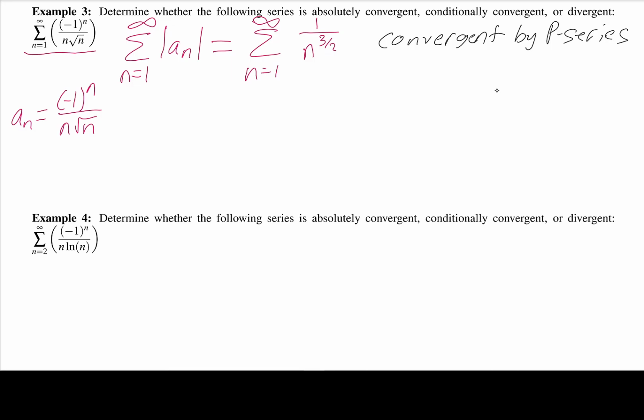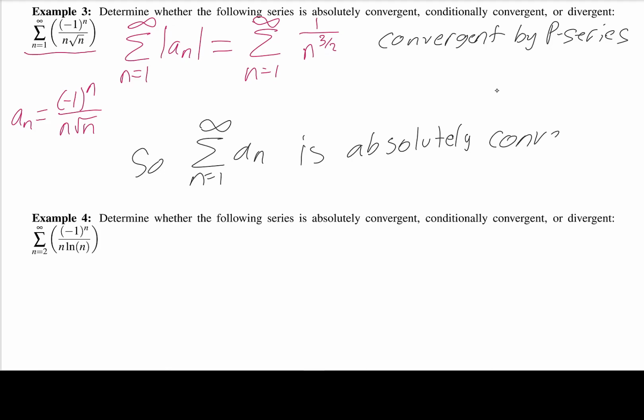What that tells me is that the sum from n equals 1 to infinity of a sub n is going to be absolutely convergent. And I'm going to try to not be lazy right now, so I'll write out absolutely convergent instead of using the shorthand of just saying, oh, well, it's convergent. Okay, so we took the absolute value here. We got that this new series is convergent, so that means that our original series must be absolutely convergent.